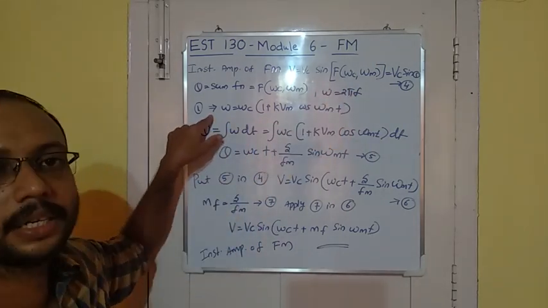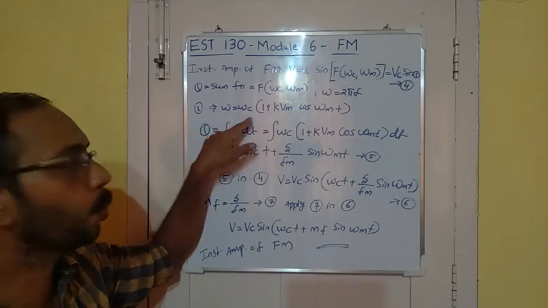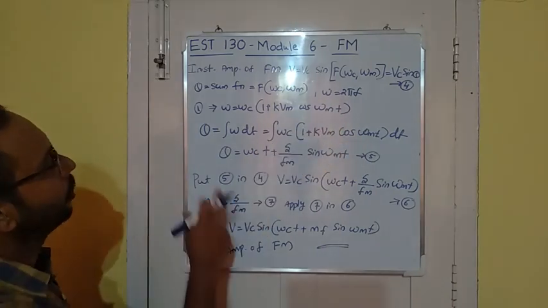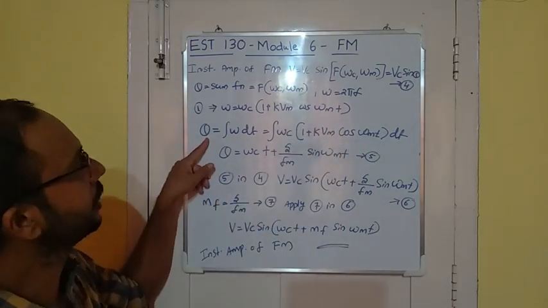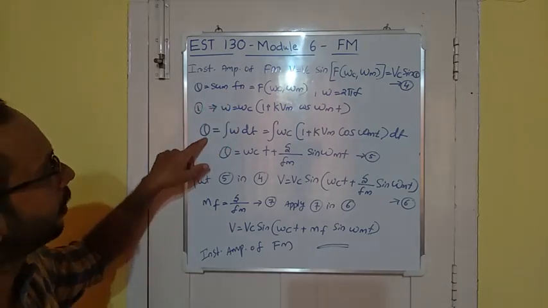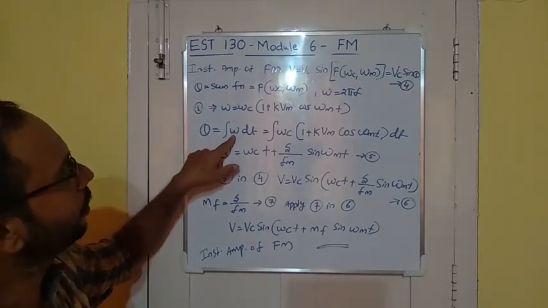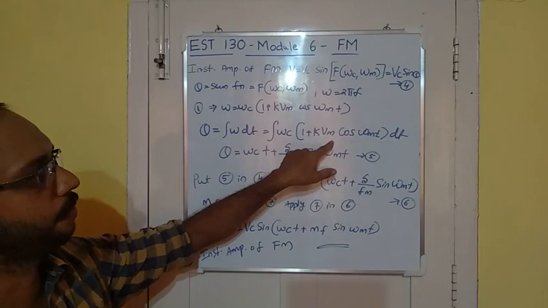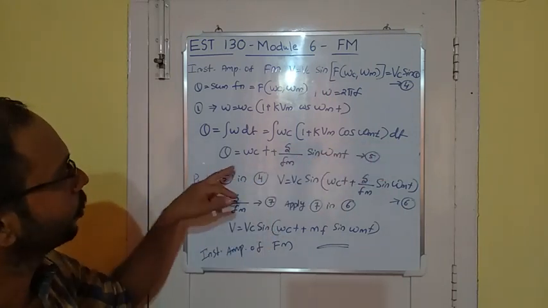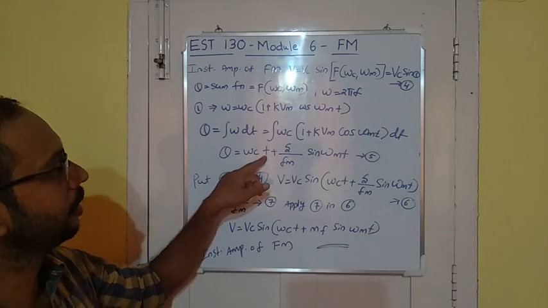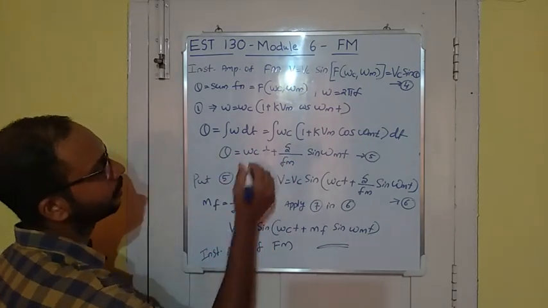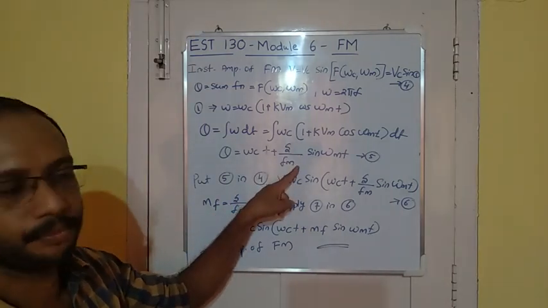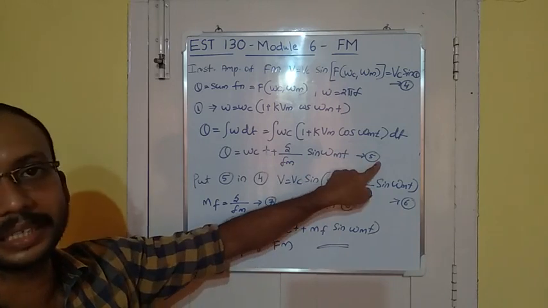Thereby we can write equation number 1 as omega is equal to omega c into (1 plus k Vm cos omega m t). So in order to find out theta, theta is a some function, or it is the angle. So it is equal to integral of omega dt. So integral of omega c into (1 plus k Vm cos omega m t) dt. So we will get theta is equal to omega c t plus delta by fm sin omega m t. That is equation number 5.